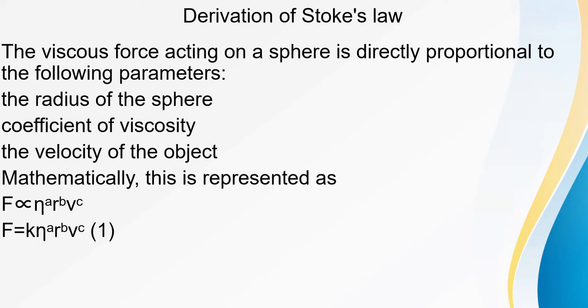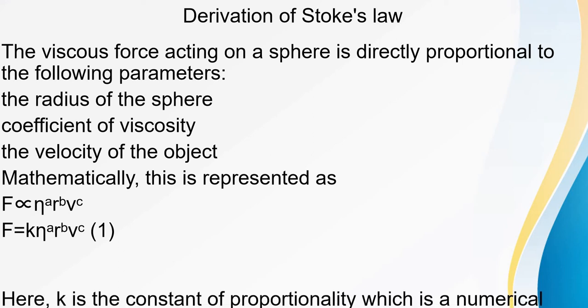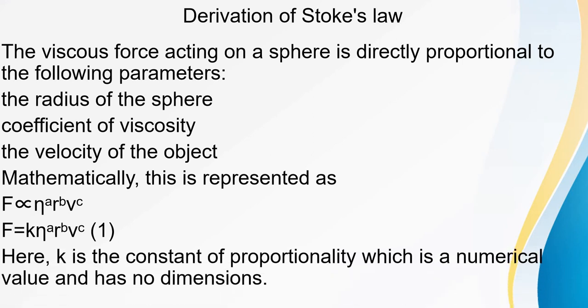When we remove the proportionality symbol, a constant will be there, and that constant we will write as k. So we can write F is equal to k into eta raised to a, r raised to b, v raised to c. And what is the specialty of that constant? It is the constant of proportionality, which is only a numerical value and has no dimensions. Now we are going to continue with that.